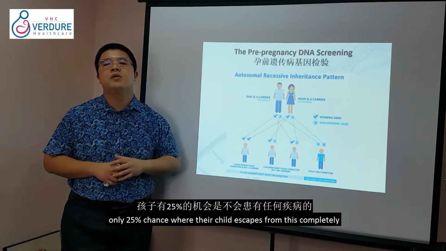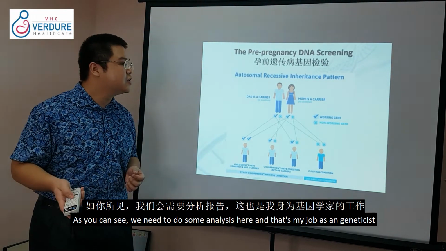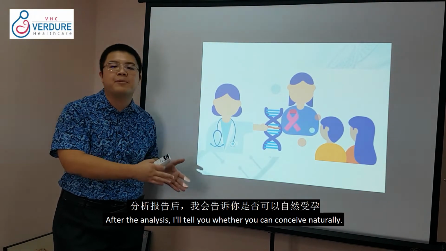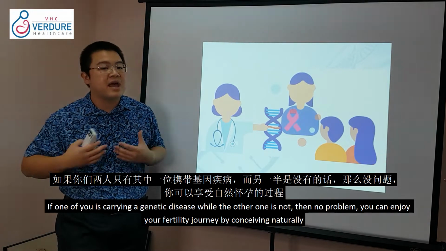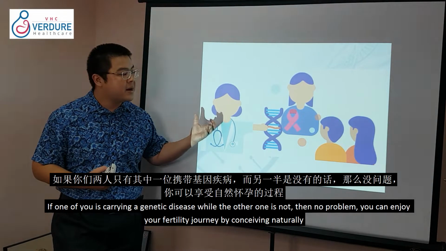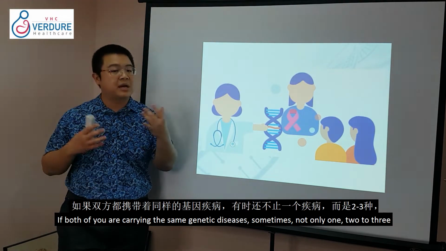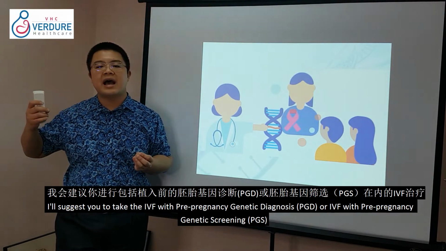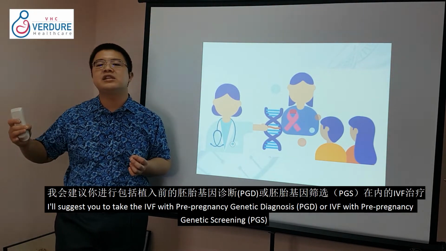So as you can see, we need to do some analysis over here, and that is my job as a geneticist. After I do the analysis for you, I will tell you whether or not you should get pregnant naturally. If one of you is carrying the genetic disease and the other is not, then no problem. Go ahead and enjoy the fertility journey by doing natural pregnancy. But if both of you are carrying the same genetic diseases, or sometimes not even just 1, 2, 3, then I would suggest you do something called the IVF pre-pregnancy genetic diagnosis, or IVF pre-pregnancy genetic screening.